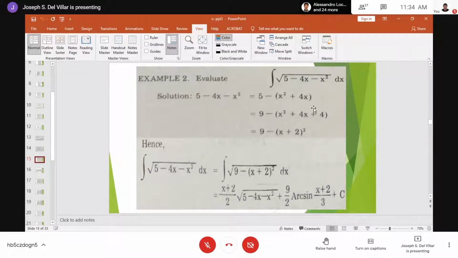Completing the squares, no? So itong 5, bakit naging 9? Because of this, no? Nag-add kasi ng 4. Okay? So mag-add ka rin doon ng 4, kaya 9. Okay? Nag-plus 4 ka dito, mag-plus 4 ka doon, kaya 9. So 9 minus 4, pag distribute nyo yung negative sign, negative of 4 is negative 4. So 9 minus 4, go back to 5 siya. So this is correct. Okay?